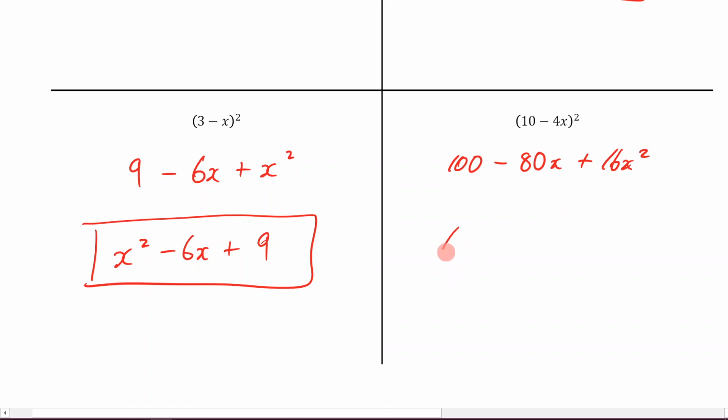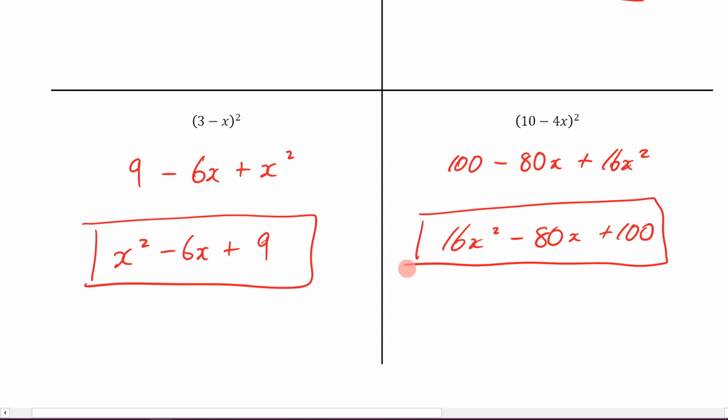Then I can just rearrange it. 16x squared goes at the start there. Then I have negative 80x. And then I have plus 100. Do you see that you can answer these questions lickety-split? If you have this formula in your head, you square the first term, then 2 times the product of the two terms together, then square the last term. And then just like that, you're getting your answer.